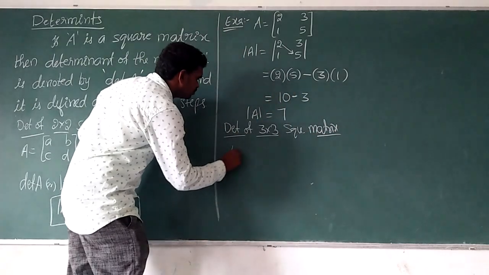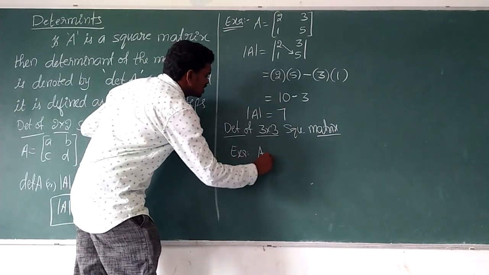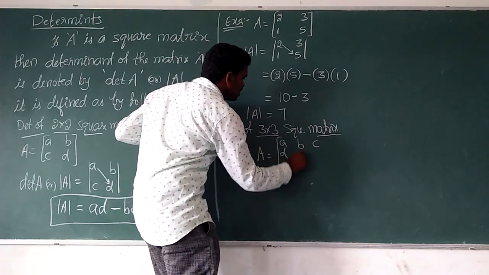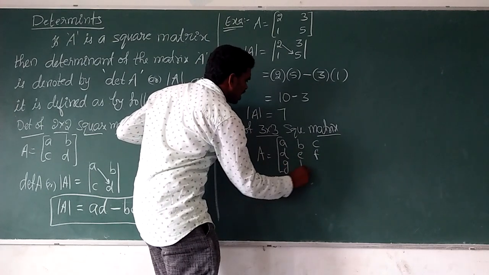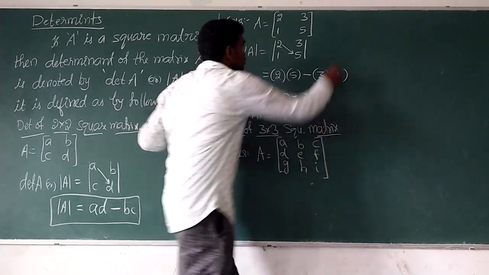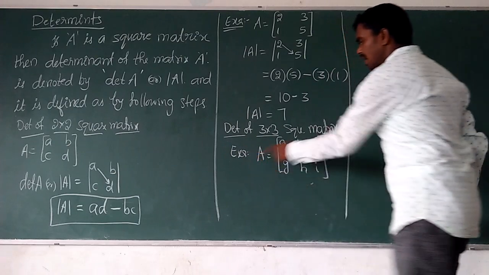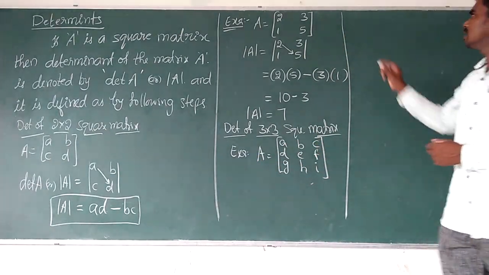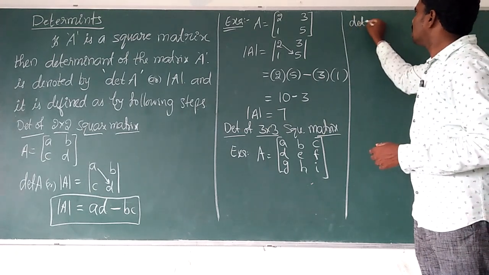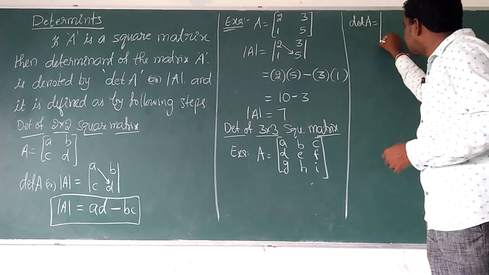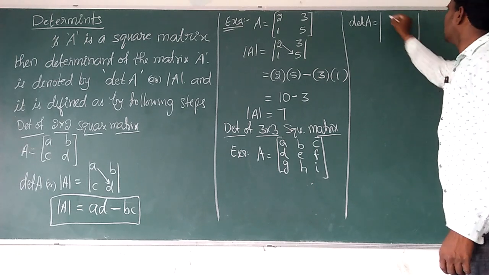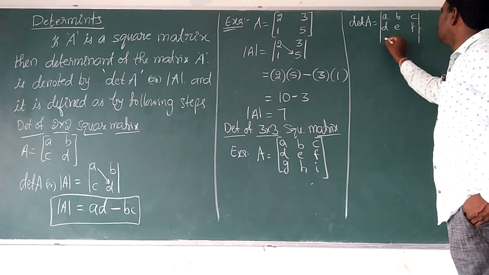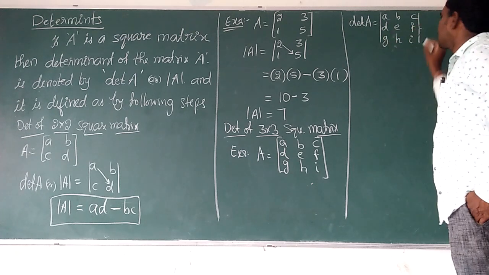For example, matrix A equals A, B, C, D, E, F, G, H, I. And how to find the determinant? So det A equals the determinant of A, B, C, D, E, F, G, H, I.